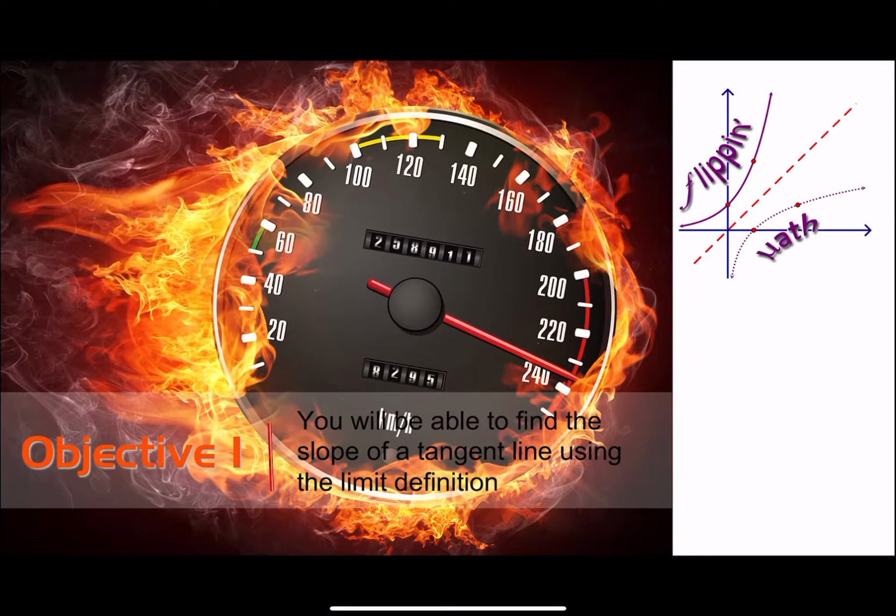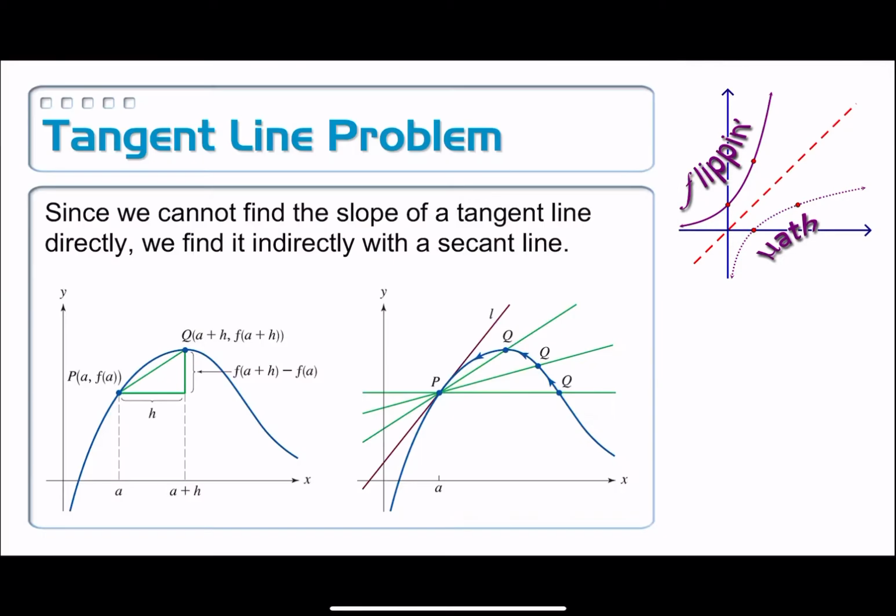All right, which brings us to our first objective, being able to find the slope of that tangent line using a limit definition. We finally learned how to take limits. I think that we're pretty good at it now, right? And we're going to apply it to the problem. You remember the tangent line problem? Exactly, right. That's what we're going to apply it to.